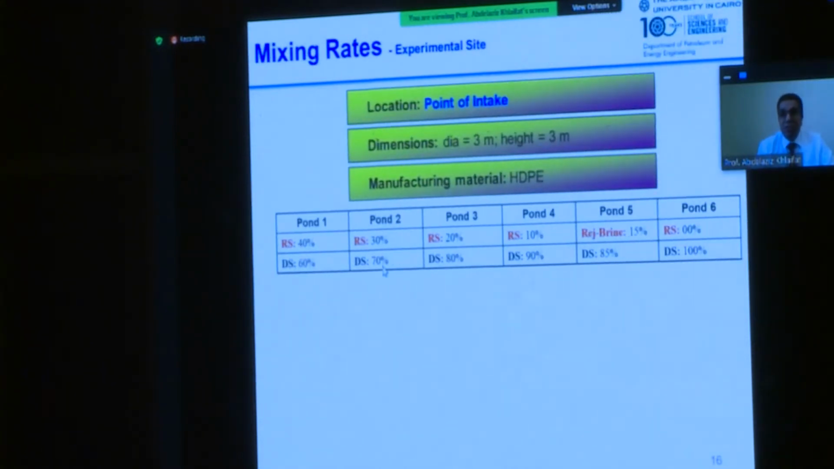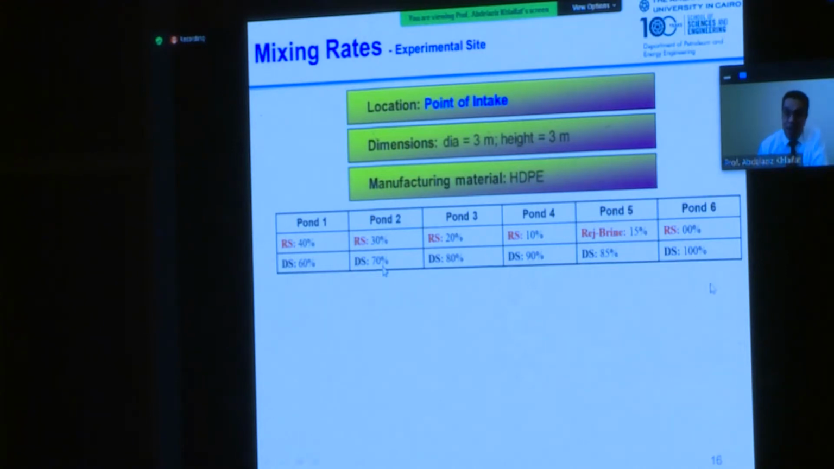So the experimental site consisted of 6 ponds, and those ponds are basically cylindrical vessels or reservoirs or tanks made of high-density polyethylene. And the size is 3 meters in diameter and 3 meters in height, so we talk about almost 27 cubic meters capacity for each. And we had different ratios of mixing in those tanks. You need to remember this slide very well because all coming slides are related to those tanks.